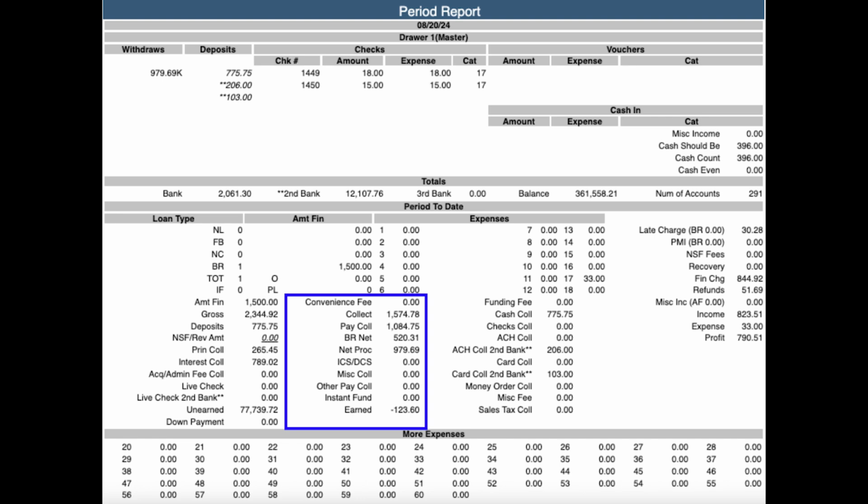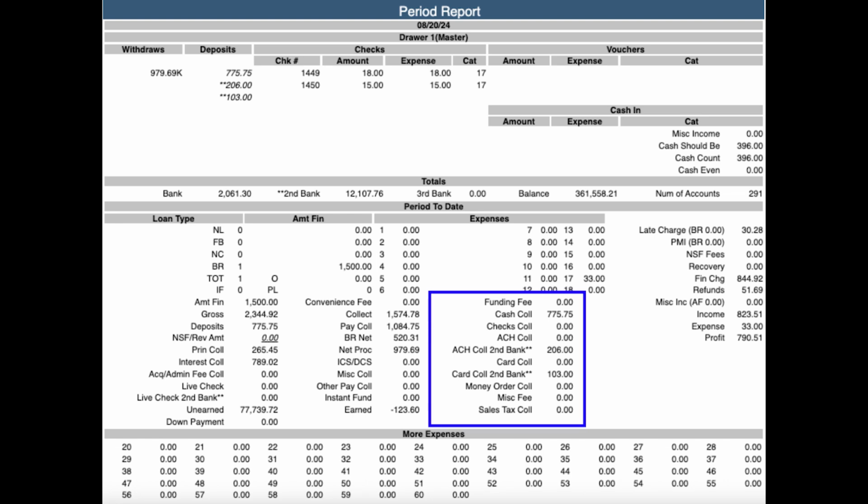Instant fund: amount of loans funded by instant funding using the email renewal process. Earned: interest calculated for the period of time at closing. Column 3, funding fee: fees charged to the consumer for receiving loans via the email renewal process. Cash collect: the total dollar amount of cash collected for that accounting period. Check collect: the total dollar amount of checks collected for that accounting period.